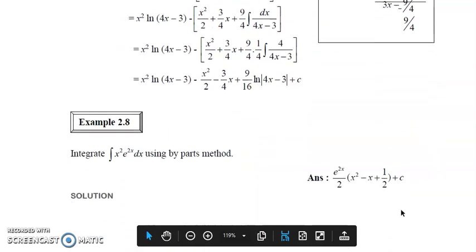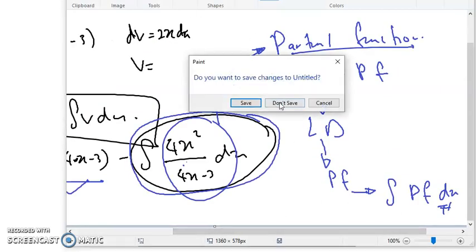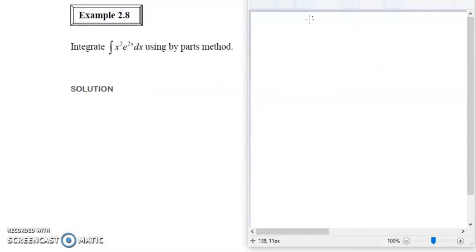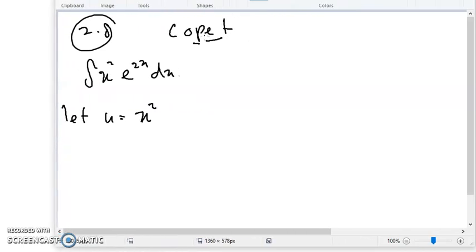Okay, so then the next one, which is example 2.8. We are going to discuss a little bit about this example. The question already asks you to use by parts. We are going to integrate x squared e power of 2x with respect to x, and we are going to use by parts using LOG PAD. In this case, we are going to meet an exponential and a polynomial. So we are going to let u equal x squared, because polynomial comes first sequentially using LOG PAD. And then dv will be equal to e power of 2x with respect to x.